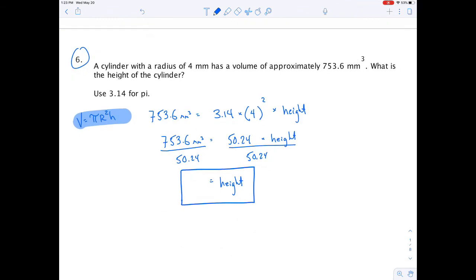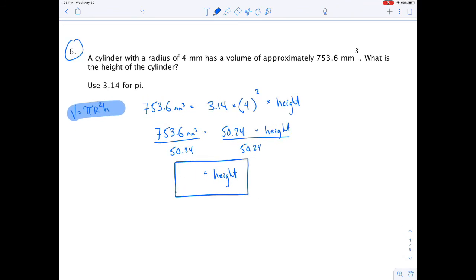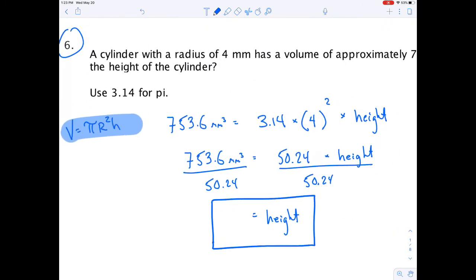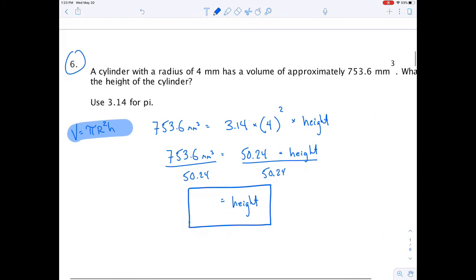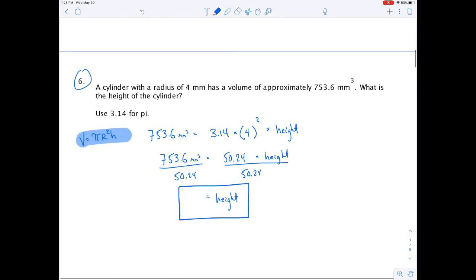Number 6 is a pretty similar question. It's still a cylinder, so still the same formula. But what's different here is that there are different bits of information provided. This one tells you what the volume is, so you notice that I put that number in the volume spot. And it tells us what the radius is, so I put that number in the radius spot. And it asks, what's the height of the cylinder? The height of the cylinder is the missing piece, so that stays a variable.